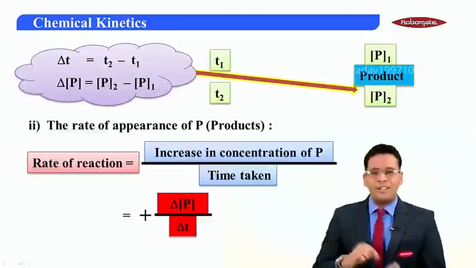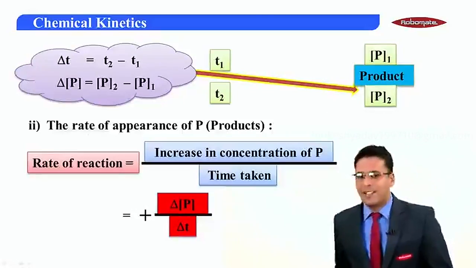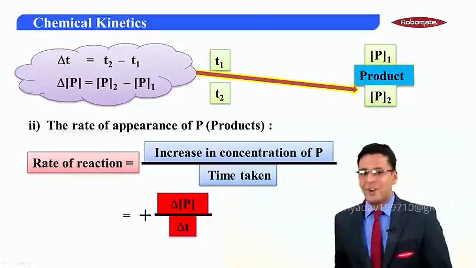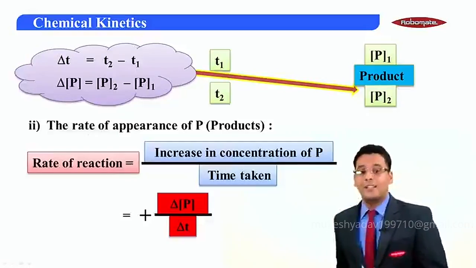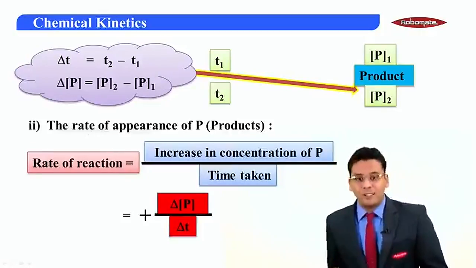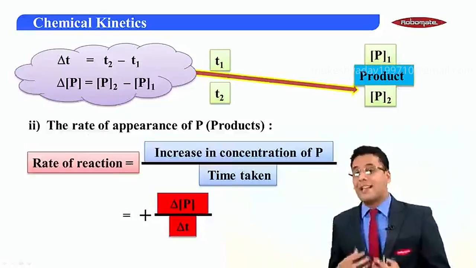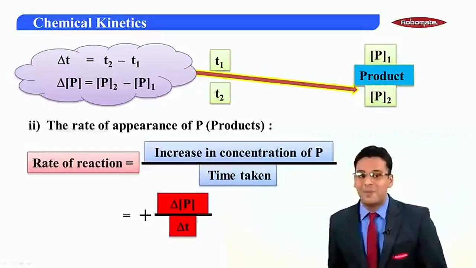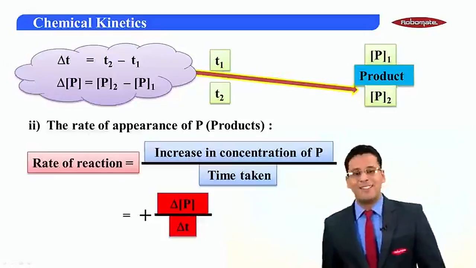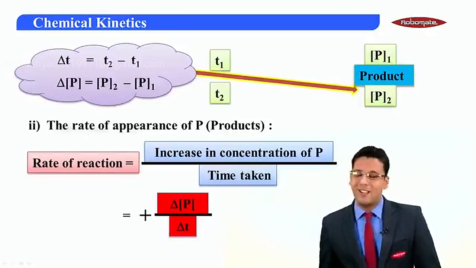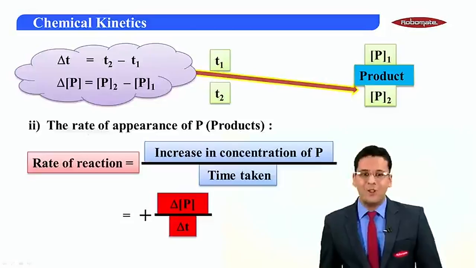For the reactants, you need to make sure that there is a negative sign because the reactants are decreasing with time. And for the products, you have to keep a positive sign because the products are increasing with time. That is how you represent rate of reaction equation wise. That's all for this module.